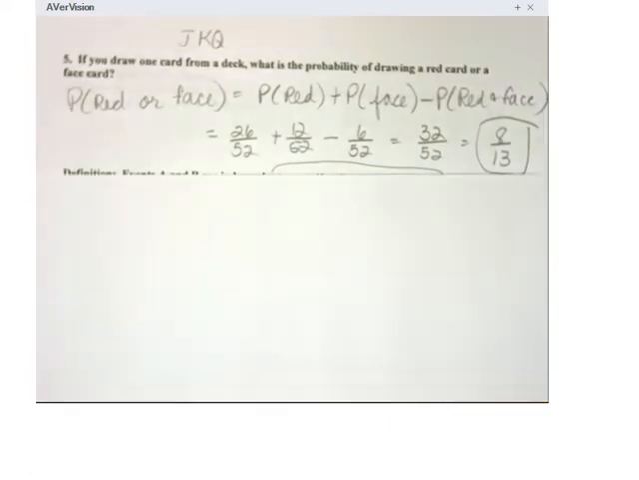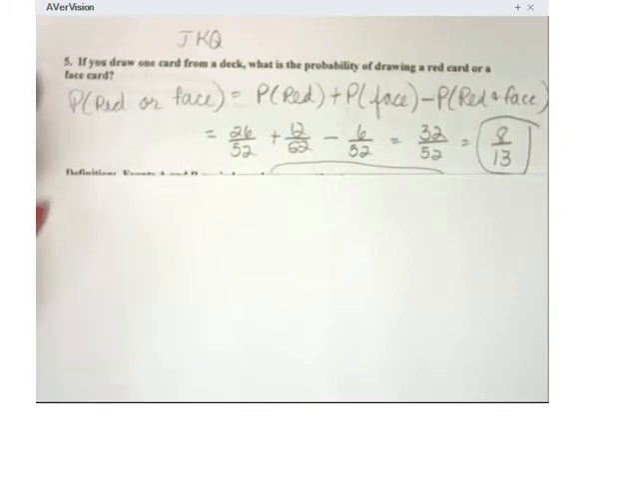So in this case, these two events were not mutually exclusive. They did have overlap. They are not disjoint. A disjoint set would mean that they don't cross, they don't have any overlap.